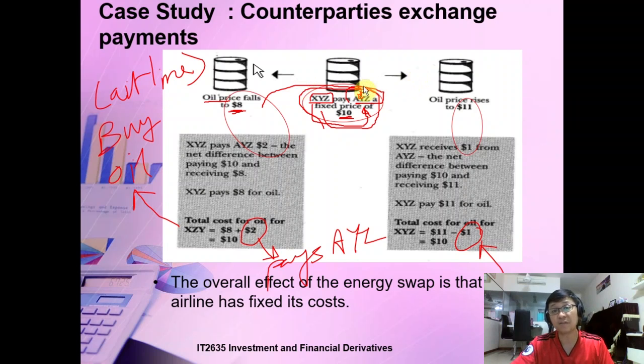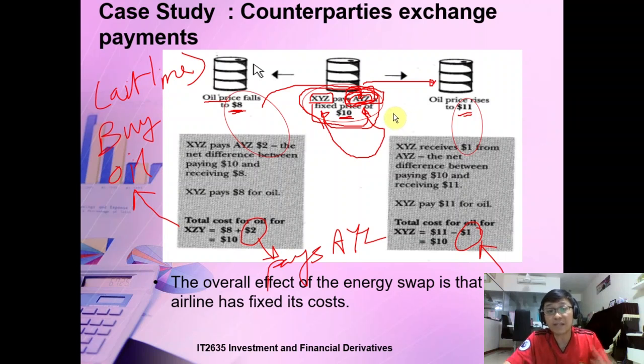So what happens if the oil price goes the other way? It went up to $11. XYZ, the airline industry, has the swap agreement, so they will continue to pay the petrol price at $10 per barrel. So who's going to bear the extra $1? This is where AYZ comes in, the financial institute, the local bank, whoever they tie up with, because of the swap agreement. The price has gone up by $1, so AYZ will have to help XYZ, the airline industry, fork out the extra $1.